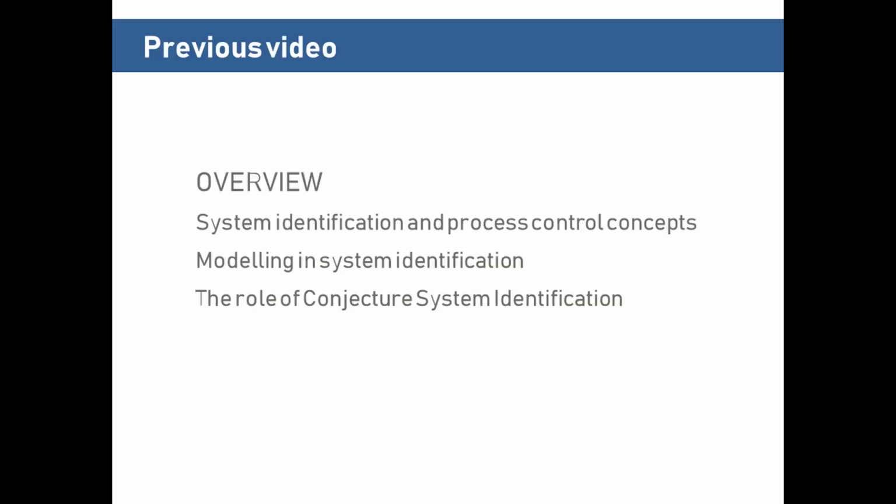In our previous video, we reviewed the concepts behind system identification and process control, and showed why modeling your systems with Conjecture System Identification can be immensely useful in understanding, diagnosing, and controlling your systems more effectively. The current video stands on its own, but if you want to watch the previous video before proceeding with this one, do feel free.